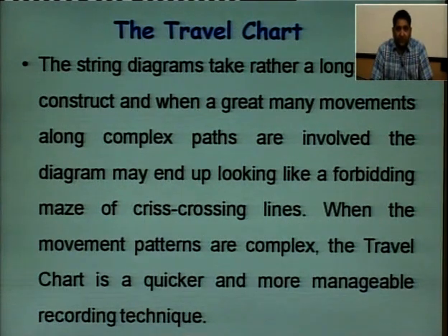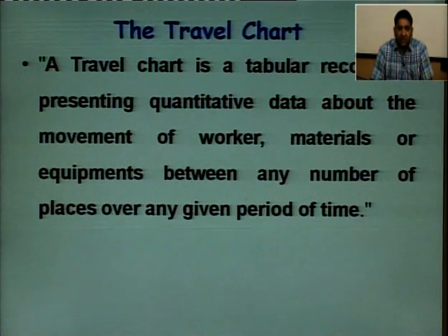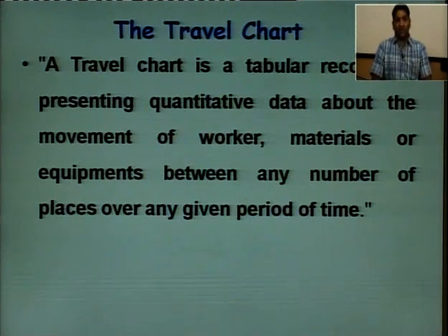The travel chart. String diagrams take rather a long time to construct, and when a great many movements along complex paths are involved, the diagram may end up looking like a forbidding maze of crisscrossing lines. When the movement patterns are complex, the travel chart is a quicker and more manageable recording technique. A travel chart is a tabular record for presenting the quantitative data about the movement of workers, materials, equipment between any number of places over any given period of time.